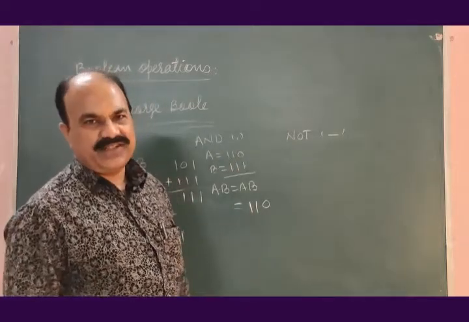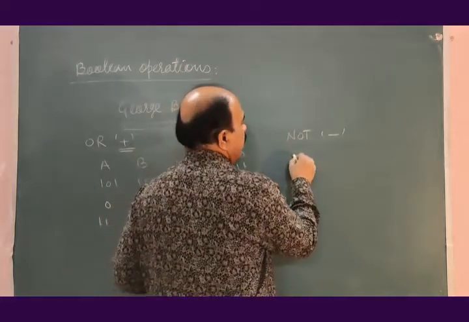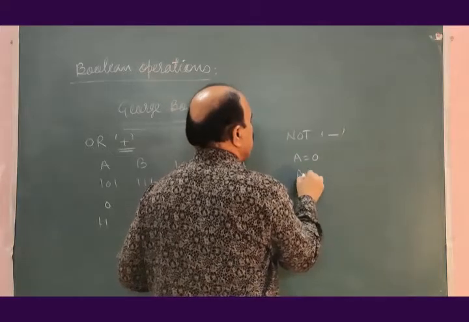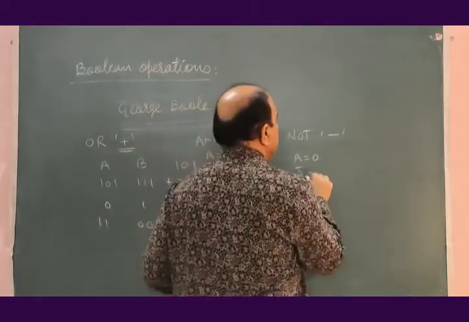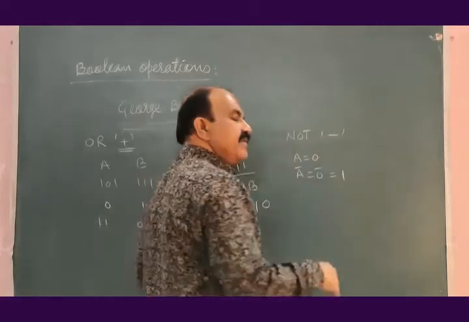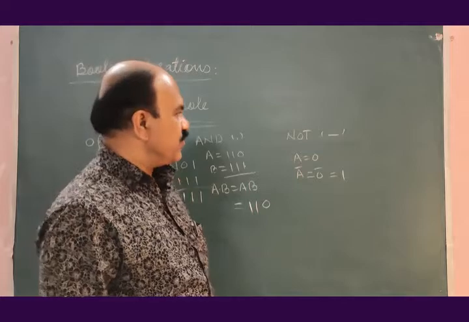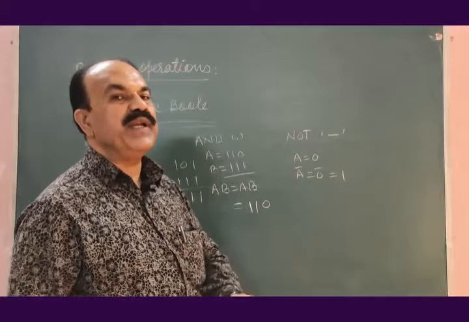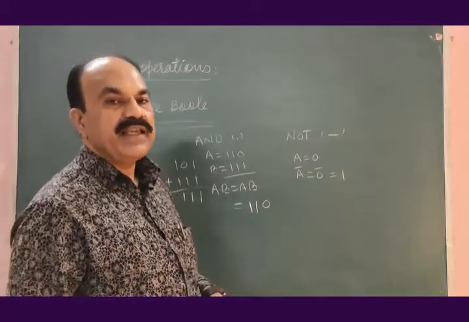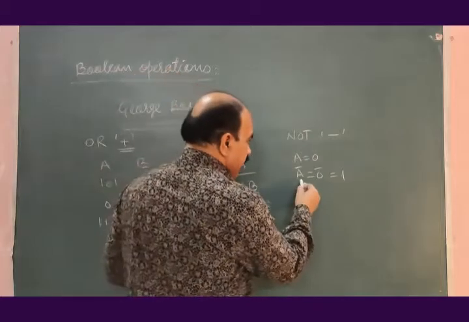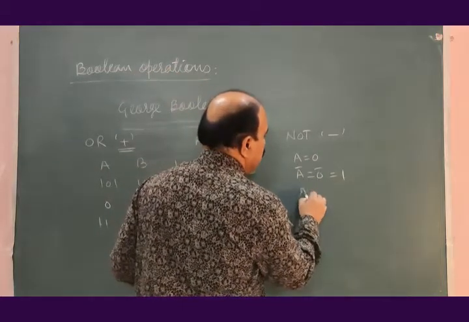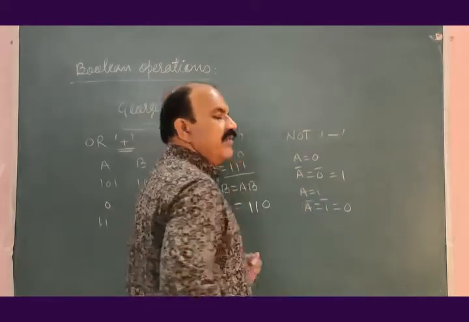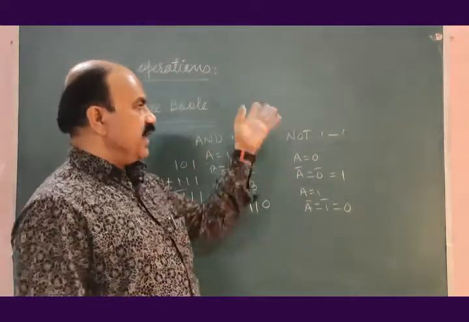NOT operation. If you are given A is equal to 0 and you are asked to find A bar, that will be 0 bar, and 0 bar is 1. So, the NOT operator is used to get the inversion of the given input data. If you are given A is equal to 1, A bar will be equal to 1 bar, that will be equal to 0. This is the NOT operation.